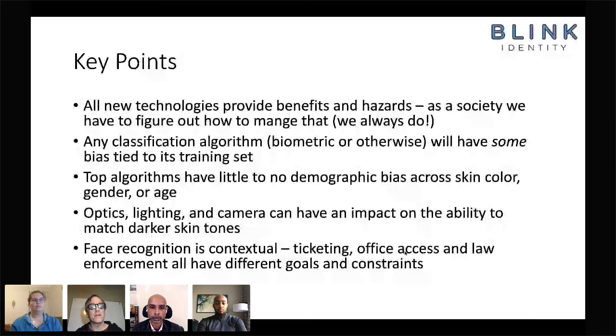The other thing is that you have to look at what the application is being used for. A law enforcement application where somebody's going to be arrested is obviously way more important than an application like ours where somebody might get into a concert for free. The context matters a whole lot in what we're doing here. The other thing that is important to understand is that things outside of the control of software can affect how people match, at least with face recognition, and to a degree iris and fingerprint as well. Optics, lighting, camera, all of these things will have an impact on darker skin faces.